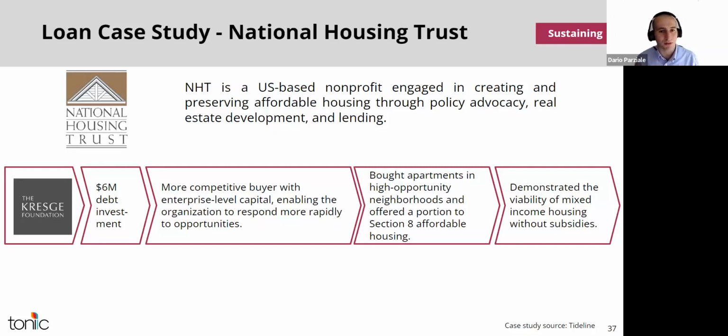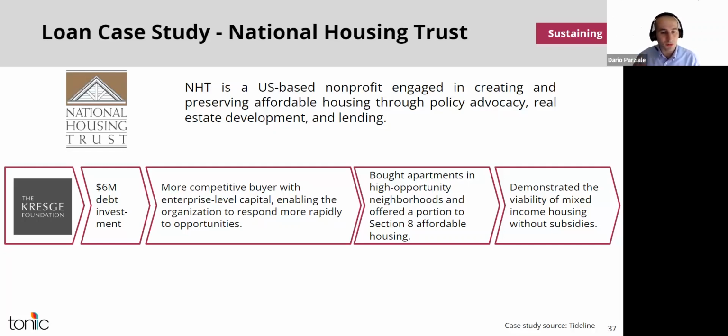The catalytic capital investment allowed the NHT to pursue apartments in high-opportunity neighborhoods where it could then offer some portion of the renovated units to families with Section 8 housing vouchers. This is affordable housing. The NHT developed a strategy to demonstrate the viability of mixed-income housing in high-opportunity neighborhoods, using existing buildings and without the need for additional subsidies.